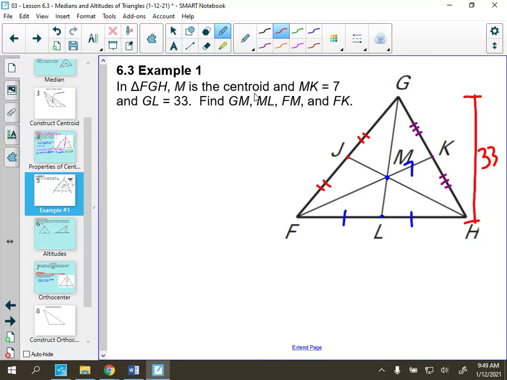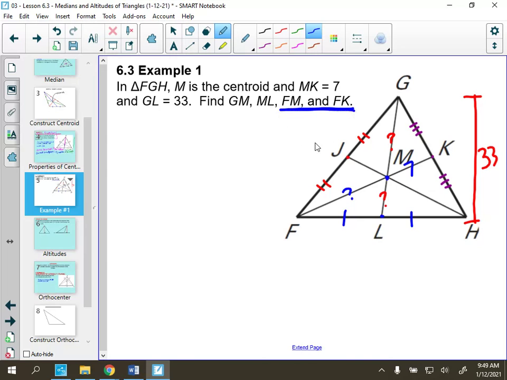We're looking for three different pieces here. GM, so we're looking for how long is that? We're looking for ML. We're looking for FM. Maybe go back to our blue. And then FK, but I think if I know FM, we can just add that to the 7 and say we're okay. How do we do this? Where do we want to start? Let's start maybe with the blue one. I know it's a little bit out of order, but let's maybe focus on these ones first.